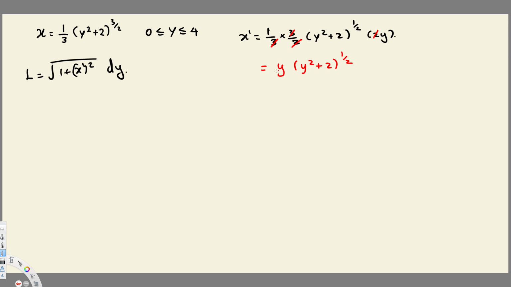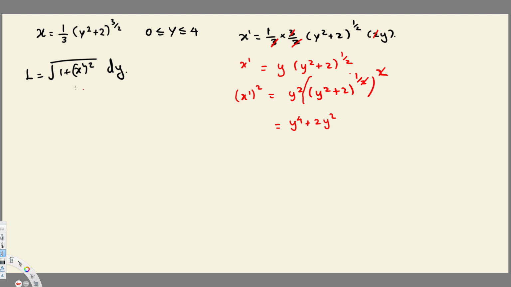Now we have x prime, but here we need x prime squared. So let's square this one. X prime squared is going to be equal to y squared, and if you square this one, this 2 and 1 over 2 and 2 cancel, so we get y squared plus 2. Now we can directly multiply this. This is going to give us y to the power 4 plus 2y squared. So this is what we are going to have for x prime squared.